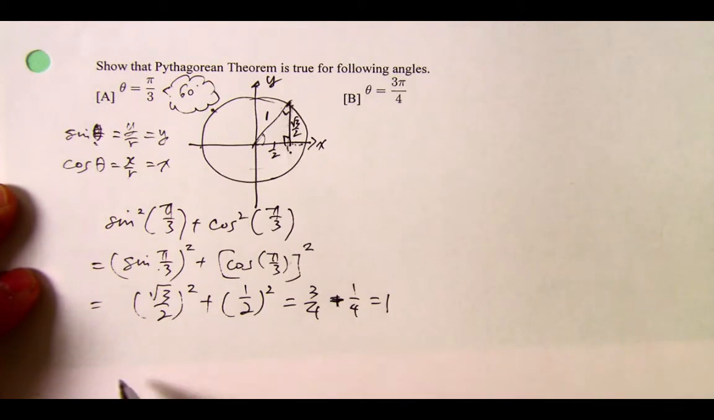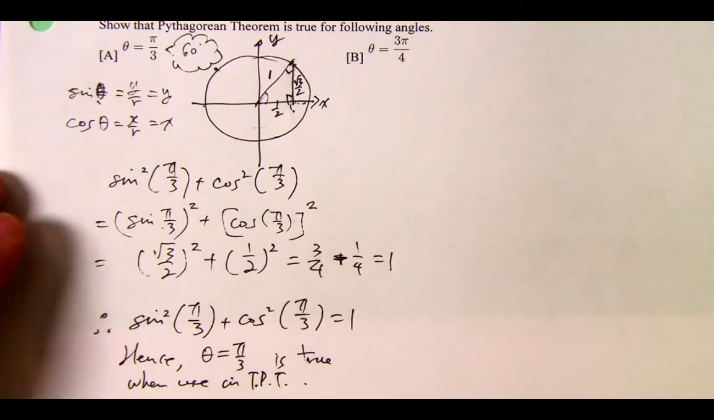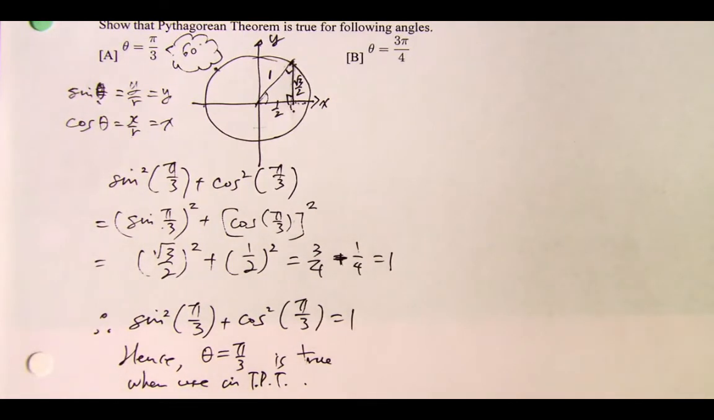So you could claim that therefore, this is by transitive property of equality, that is equal to 1, hence theta equal to pi over 3 is true when used in Pythagorean Trigonometric Pythagorean Theorem, TPT. All right, let's go with that. Okay, guys? All right. Let's do one more.